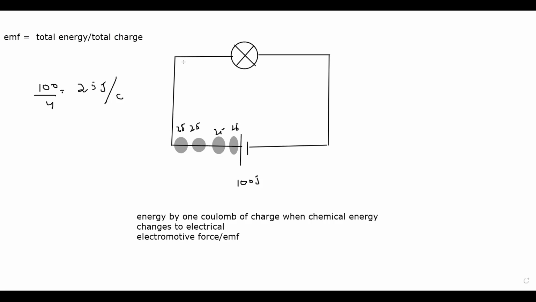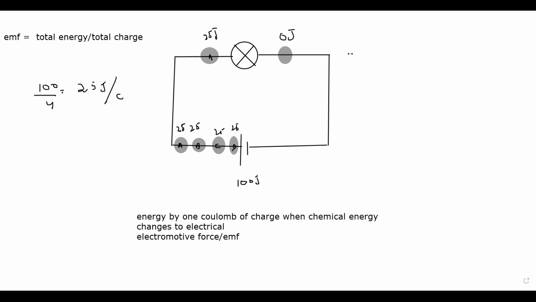Then say this is charge A, charge B, charge C, charge D. Before entering, charge A will have 25 joules. When it passes through, it will transfer all of its energy so that the device or the component can work, so it will have 0 joules.